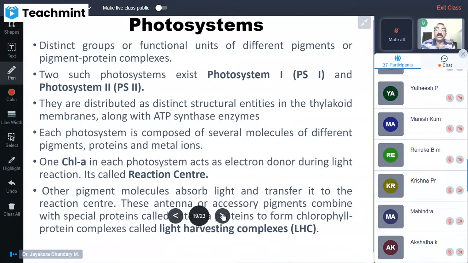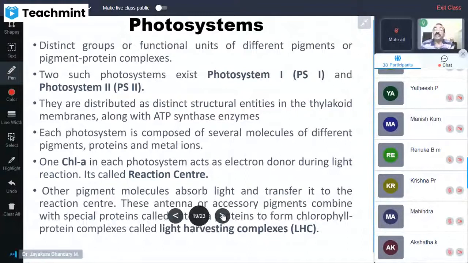So what is there in each photosystem? There are pigments, proteins, metal ions. So these proteins mainly act as electron carriers. Next comes the electron transport system. So they carry electrons from one place to another place.